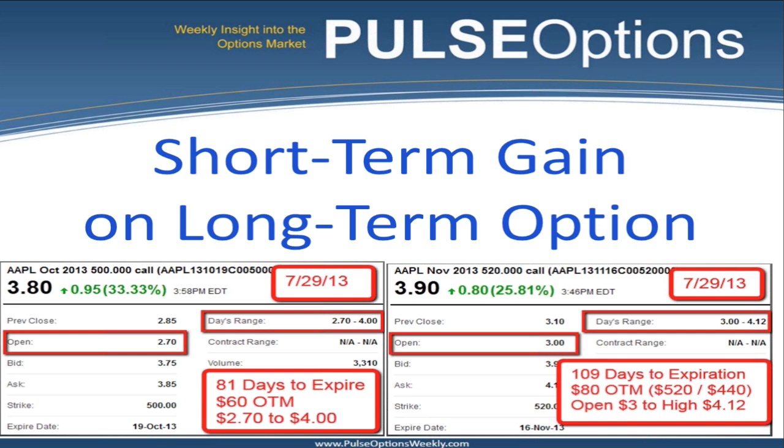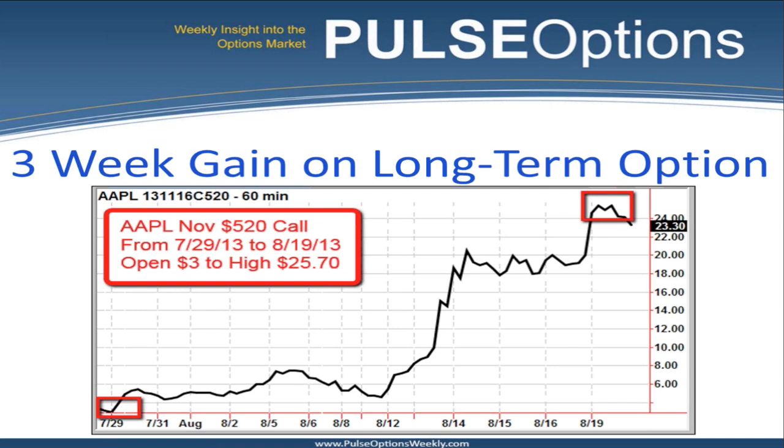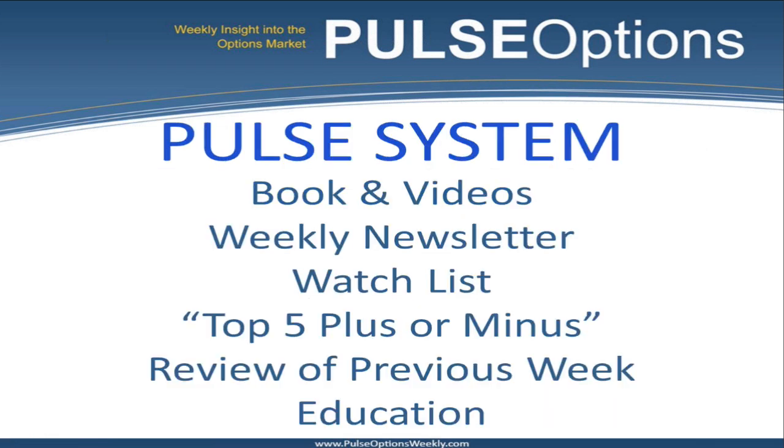So here's the thing. A 3-week gain on these same options: you could have made 30% in one day, or you could have held them for 3 weeks. They would have gone from $3 to $25. That's an 800% move. So sometimes we get long-term moves. Sometimes we'll catch a trend on something. Again, real quick, the Pulse system.